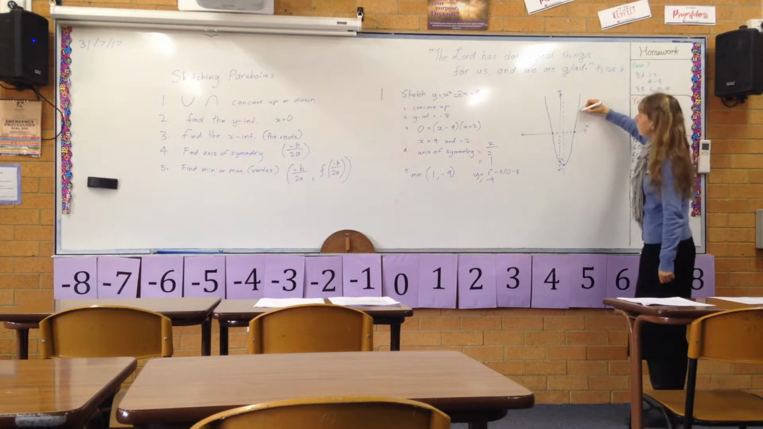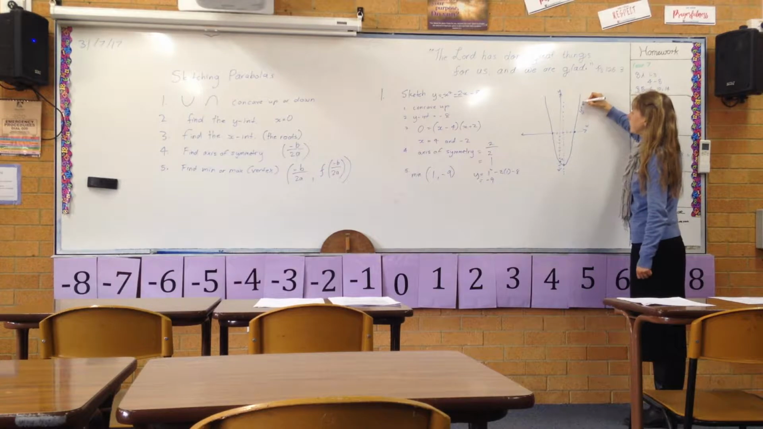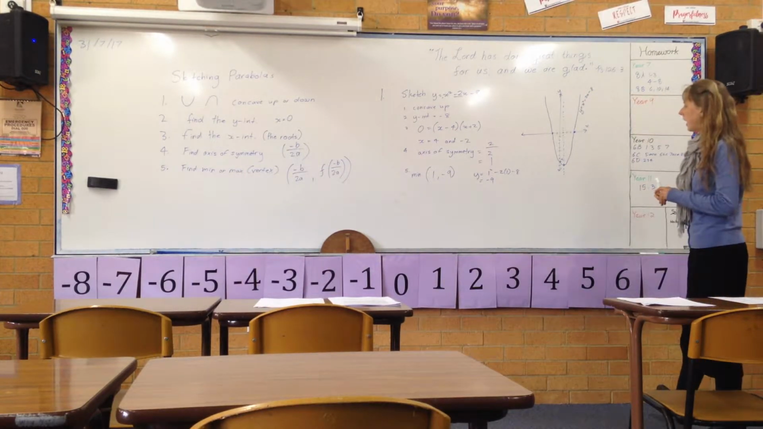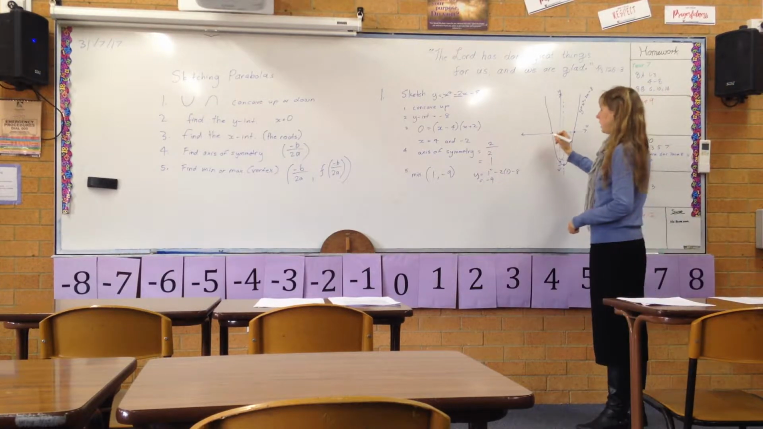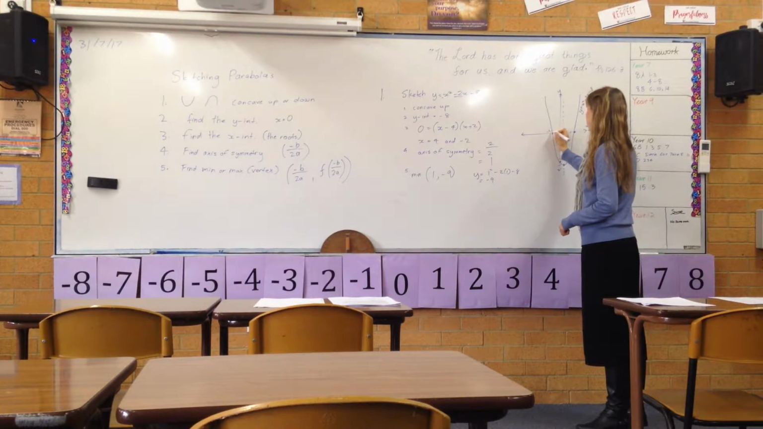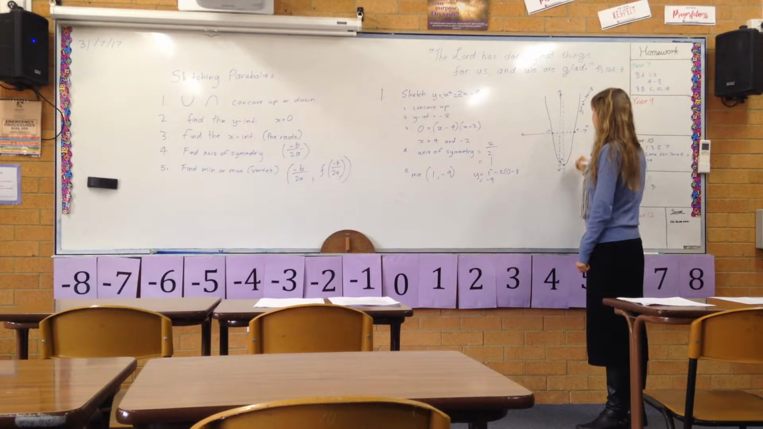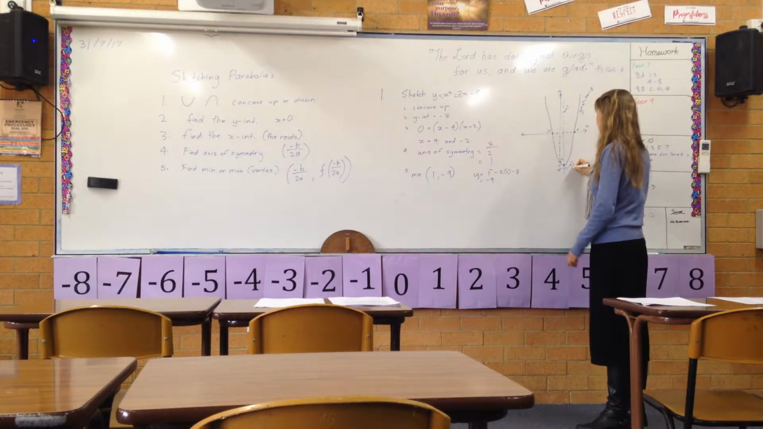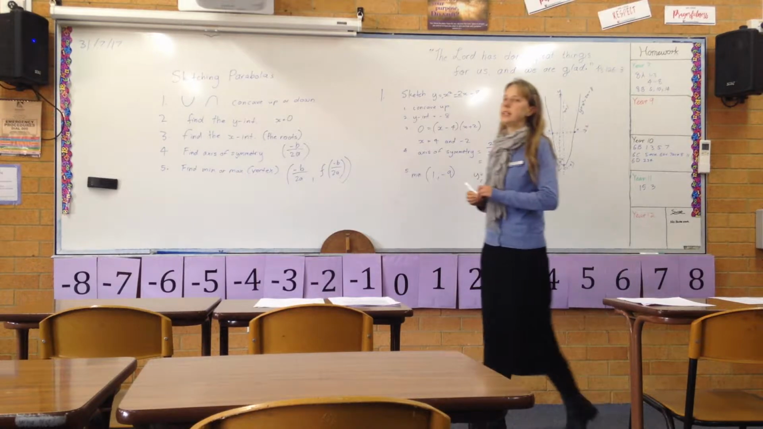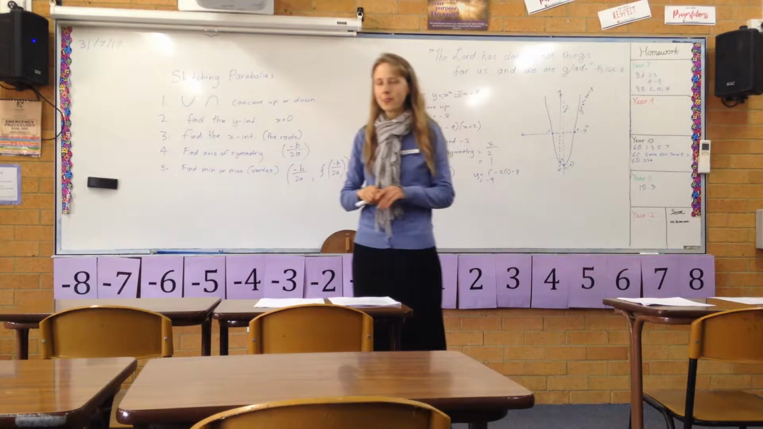Please label it. So y equals x squared minus 2x minus 8. Okay, and this point here is (4, 0). My axis of symmetry of this line is x equals 1. And my minimum point here is (1, minus 9). You want all those details to be very clear.